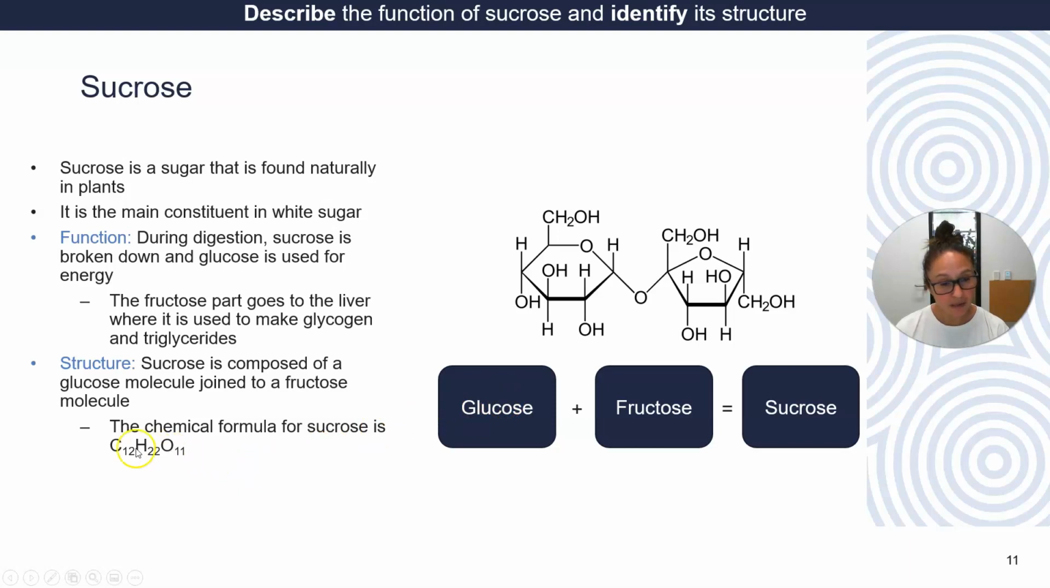And look at the chemical formula for sucrose. We're not going to ask you to remember these highly complicated three-dimensional drawings. What we want you to remember, though, is that sucrose is just glucose plus fructose.